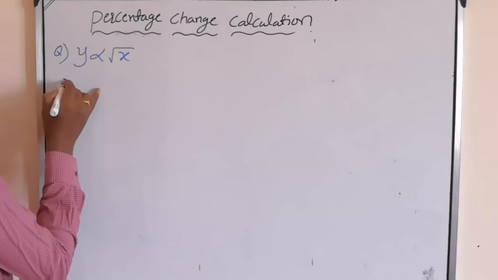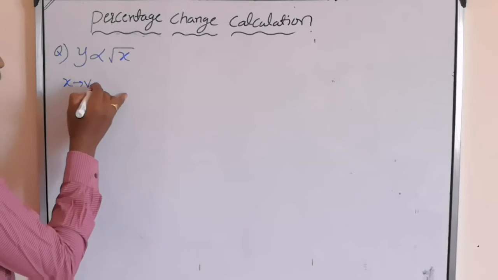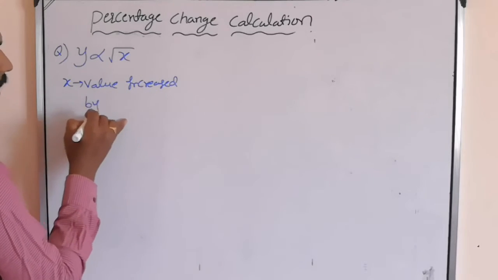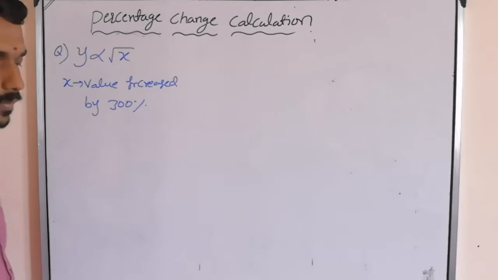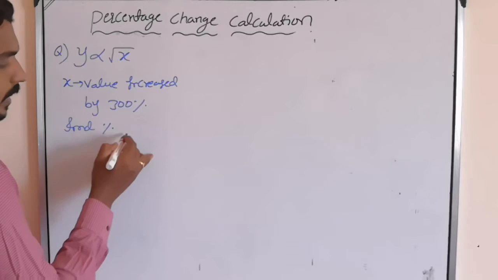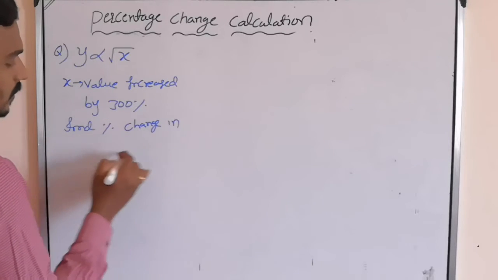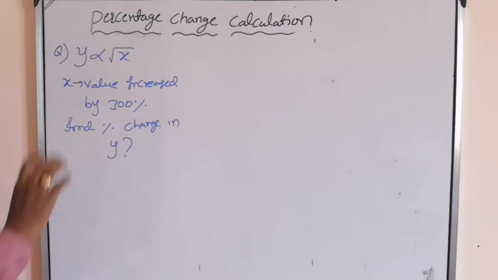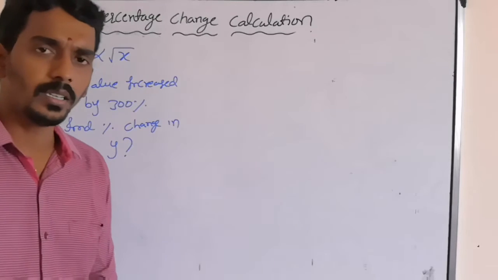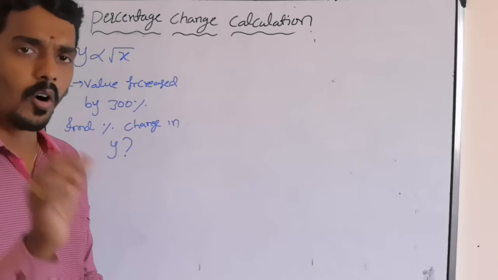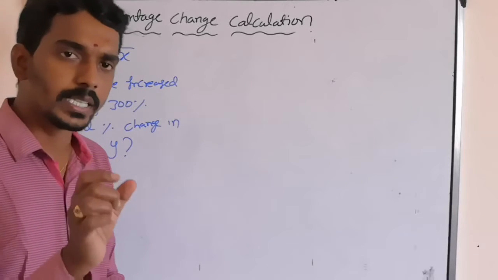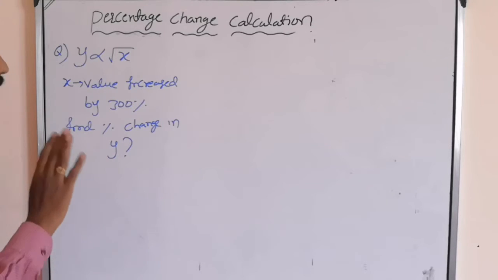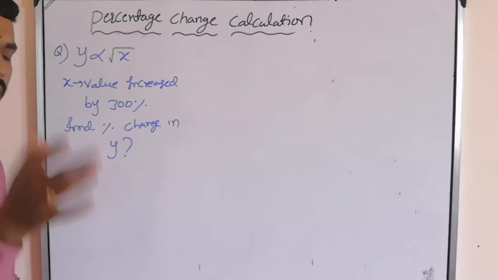they have given that the x value is increased by 300%. Then find the percentage change in y. This is the question. After they give the question, when you take the physics formula, you get the relation between the two given quantities, like one is proportional to the square root of another one. Just one example. The relation is not fixed. It can be anything.